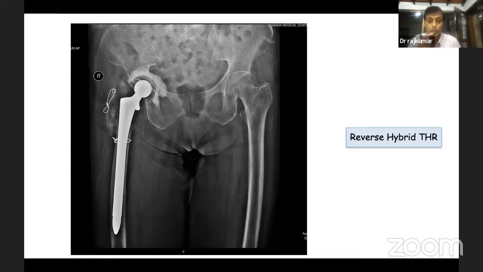The fixation won't be good enough. So you will not have a very rigid fixation. So don't hesitate to use a cemented cup in these kind of old age osteoporotic patients. No problem at all in using a cemented cup. You can use a cemented cup and then these kind of distal loading stem. So it's a reverse hybrid THR.